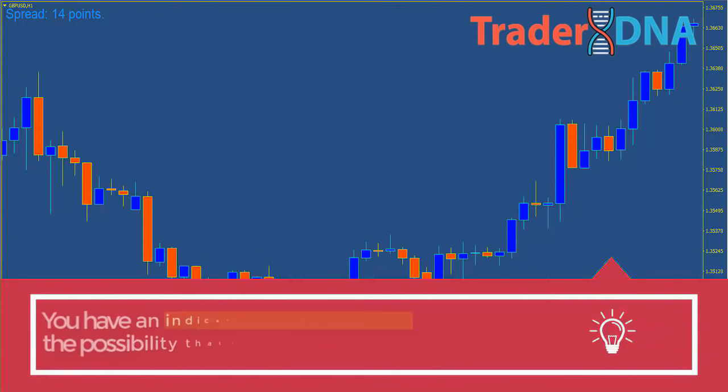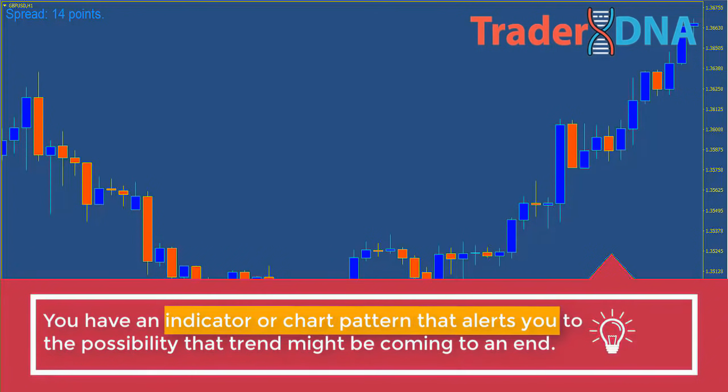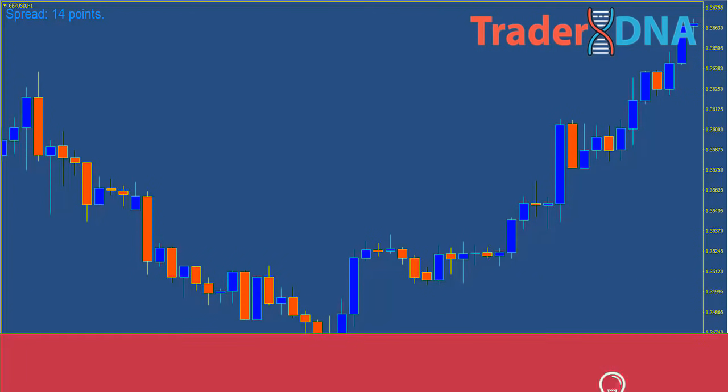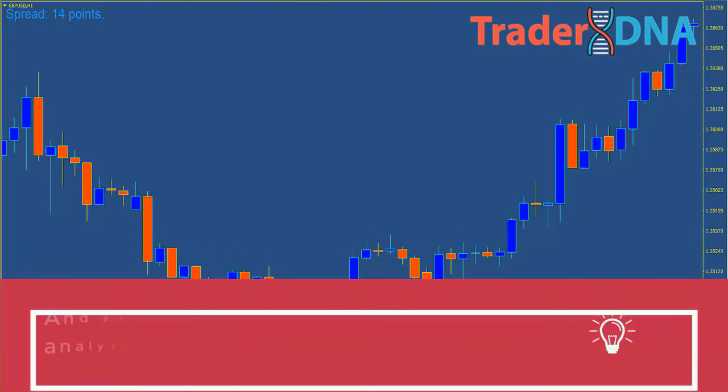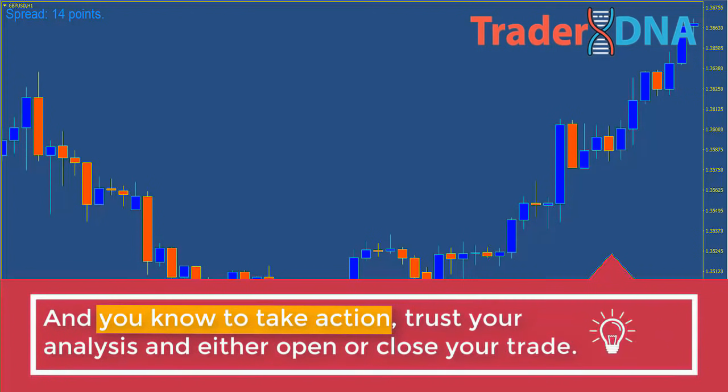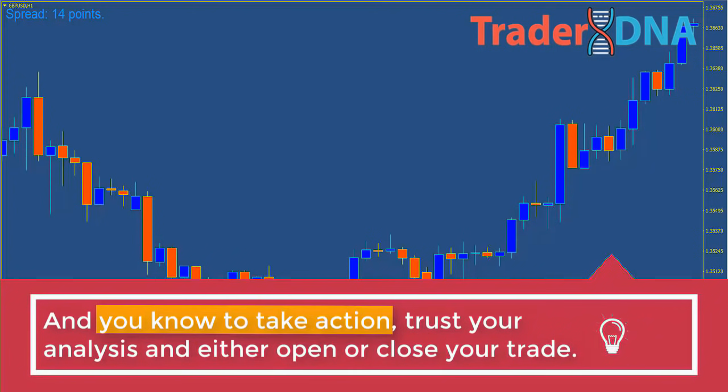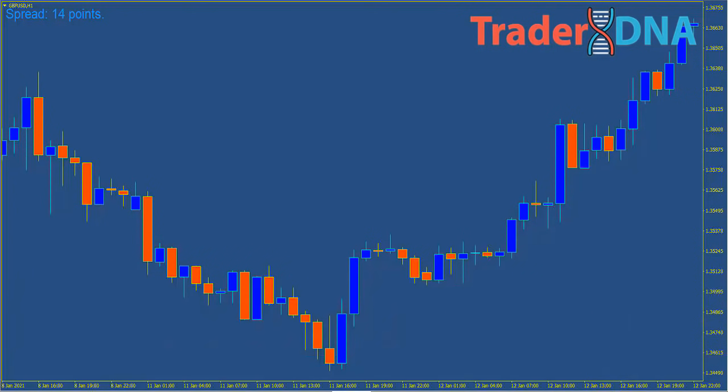Second, you have an indicator or chart pattern that alerts you to the possibility that trend might be coming to an end. Third, you have a specific set of criteria that tells you when the trend has finished. And fourth, you know to take action, trust your analysis and either open or close your trade. That is practically everything you need to know. It's not difficult, but there is one way you can take all that excellent knowledge and waste it. And that is, step 5.